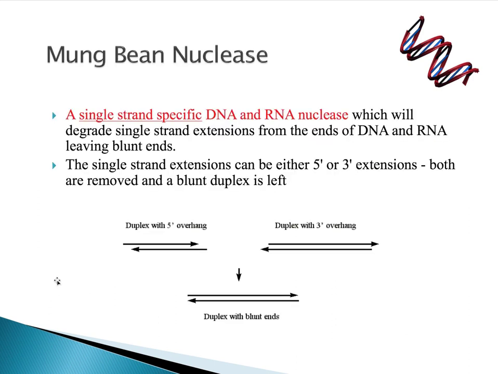The other one is called Mung Bean nuclease. That's a single strand specific DNA or RNA nuclease. So it cuts back a single strand, if for example here you see you have some overhangs, it actually is able to cut them back. All right, so practically you're making blunt ends. So that's one of the ways you can make some blunt end molecules.